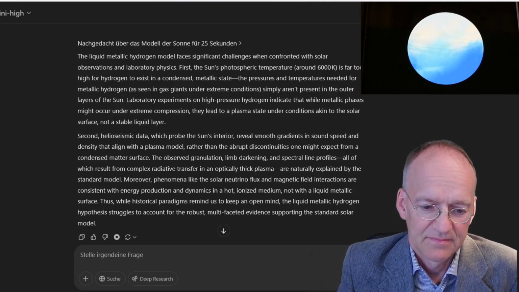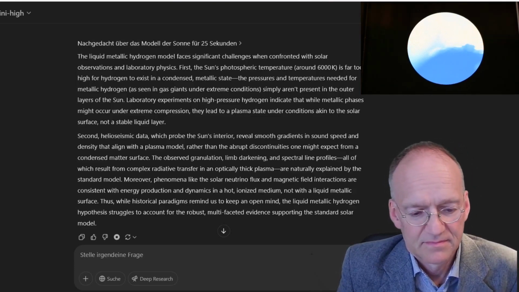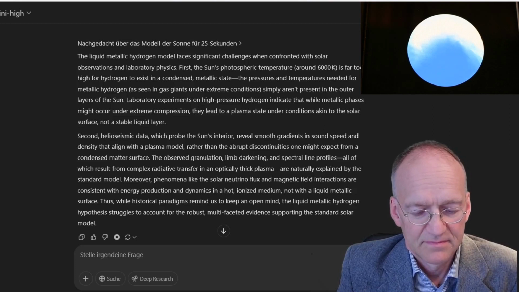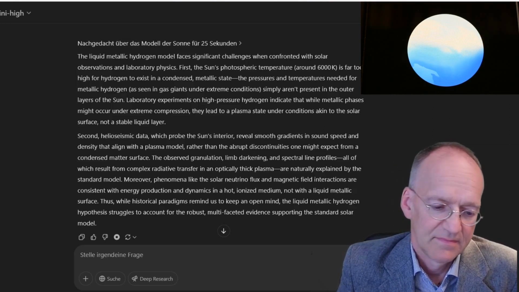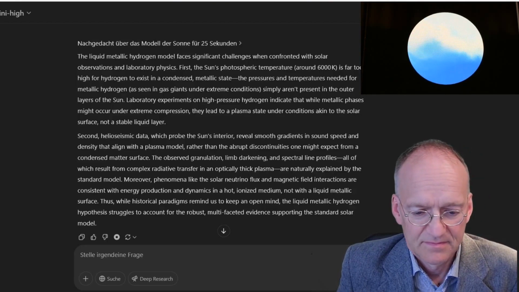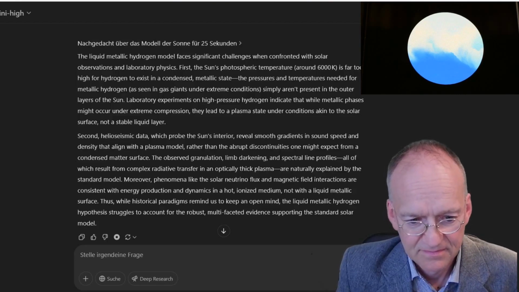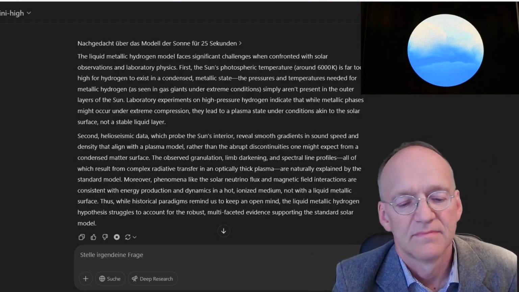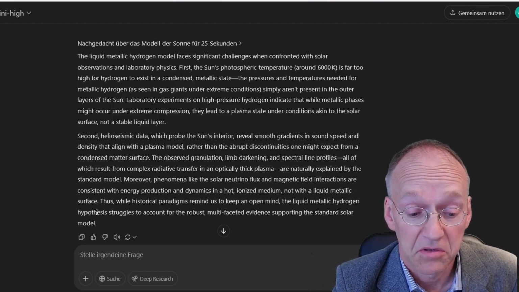Moreover, phenomena like the solar neutrino flux and magnetic field interactions are consistent with energy production and dynamics in a hot ionized medium, not with a liquid metallic surface. Thus, while historical paradigms remind us to keep an open mind, the liquid metallic hydrogen hypothesis struggles to account for the robust, multifaceted evidence supporting the standard solar model. He wanted to complete, I guess.